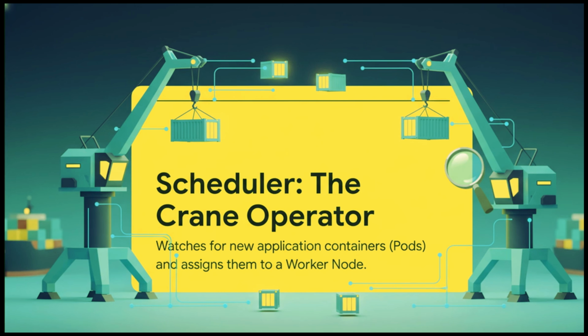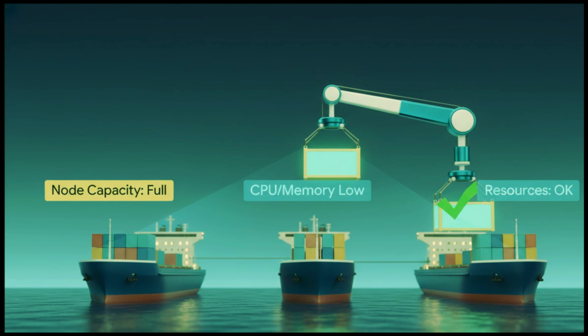Okay, next we have the scheduler. This is our master crane operator. Its job? To decide where every new container goes. And it's really smart about it. It looks at a container's needs and finds the best ship or node to place it on.